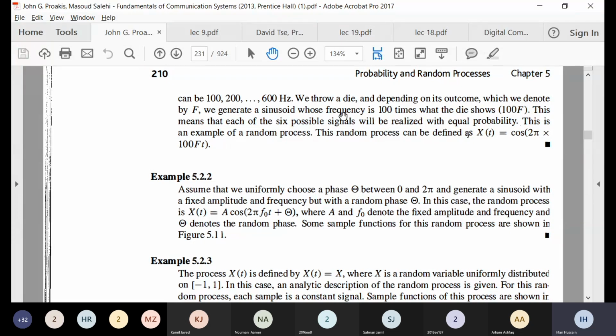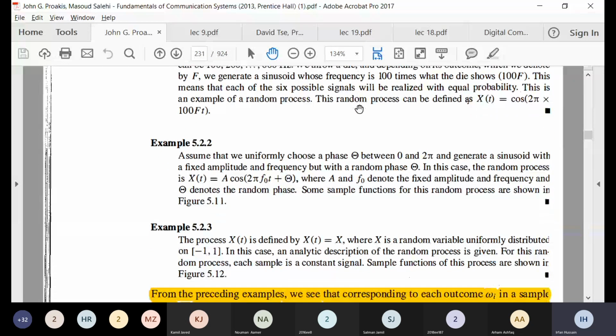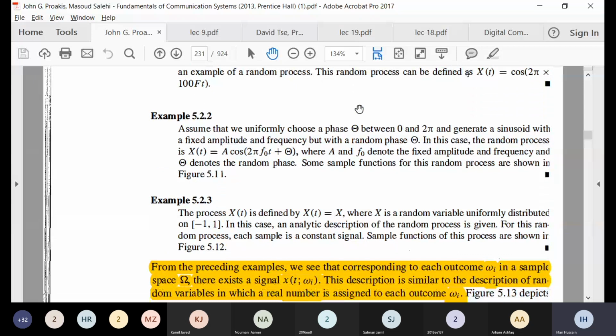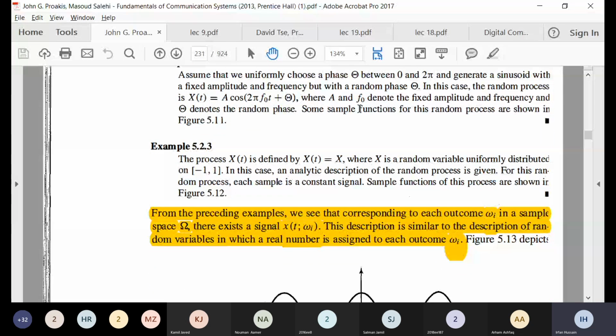Another example is that, let us say my random process is a random variable. A random variable is taking a value from minus 1 to 1. Alright. Roll number 187, can you hear me? Yes, sir. He is saying that I have a uniform random variable which is from minus 1 to 1. So what will be the height of the PDF of this uniform random variable if it exists from minus 1 to 1?